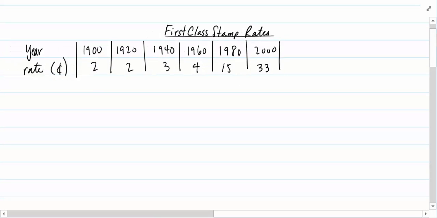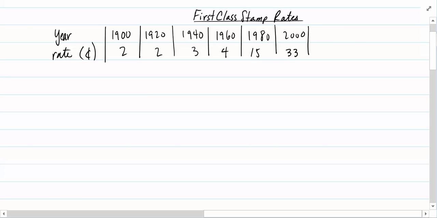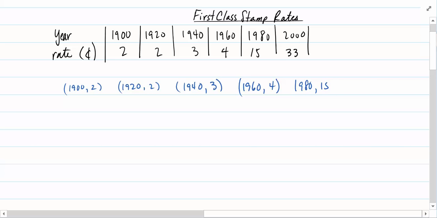Now, before we take a look at a graph, let's consider the stamp problem that we worked on yesterday. This stamp problem created a series of ordered pairs. We have 1900 paired with 2. We have 1920 that's also paired with 2. 1940, paired with 3. 1960 is paired with 4. 1980 is paired with 15. And the year 2000 is paired with 33.